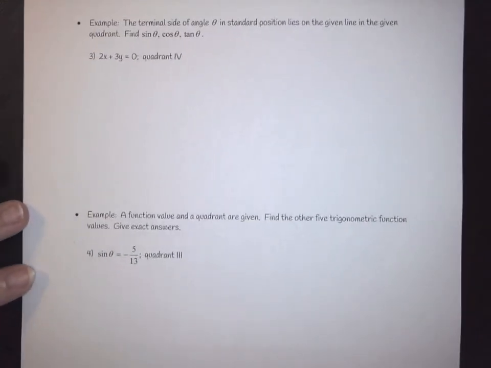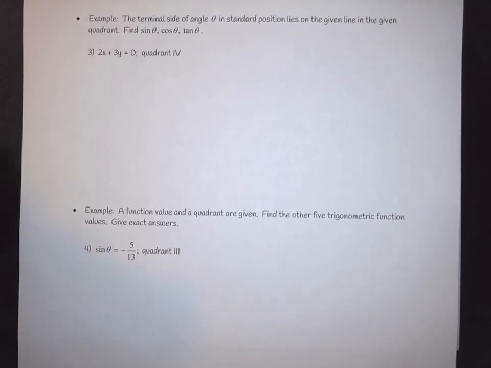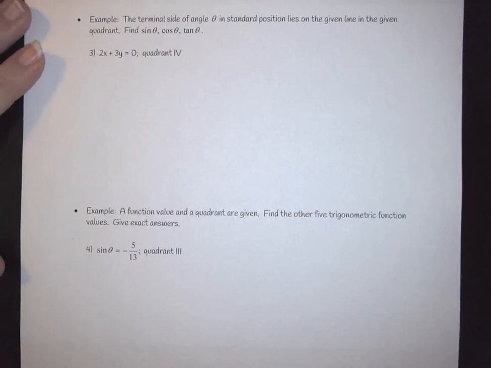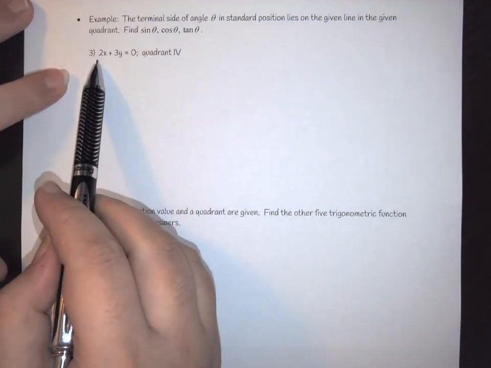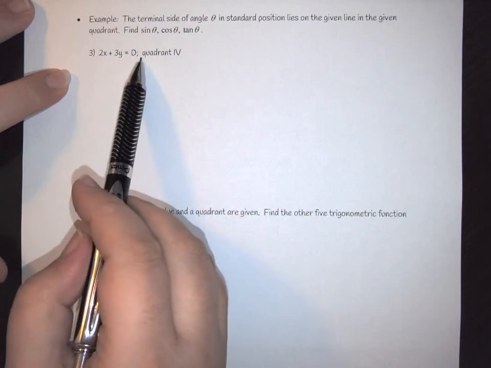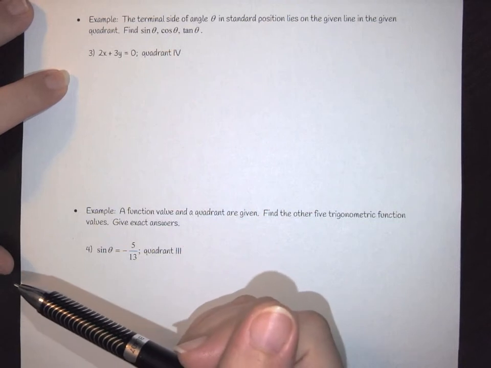Alright, let's look at a couple other examples here just to make sure that we all understand. In this example, I'm giving you that the terminal side of the angle is in standard position and lies on the given line for the given quadrant. And you need to find sine, cosine, and tangent. So I'm telling you that 2x plus 3y equals 0 is the equation of your line, and you're talking only about quadrant 4.